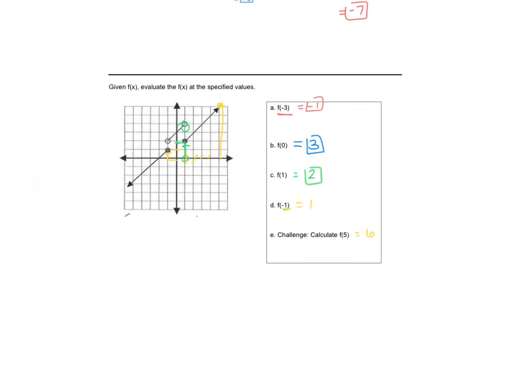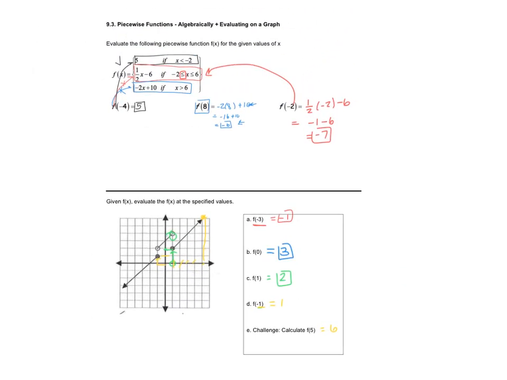So here's your next task. Work on your quiz review. The quiz review is actually being graded. It's on your Delta Math. It's only 6 questions total. Your quiz tomorrow will be 10 questions.